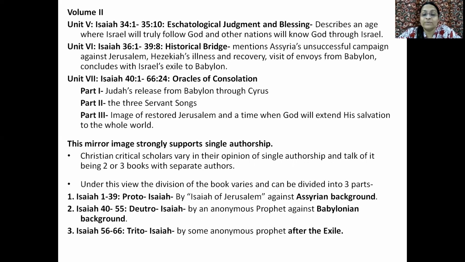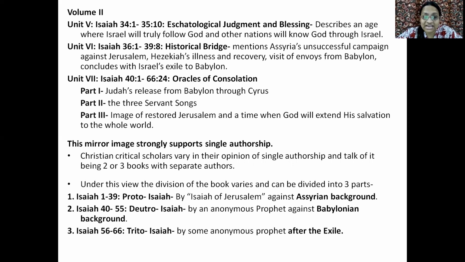Then we have the second part, which contains the three most beautiful servant songs, and then in part 3, we have the image of restored Jerusalem and a time when God will extend his salvation to the whole world. So the concept of Isaiah was that God's salvation is for the whole world, not only for Israel.